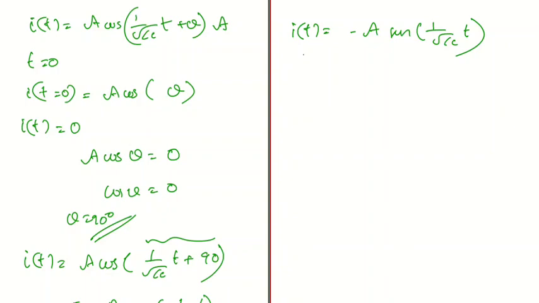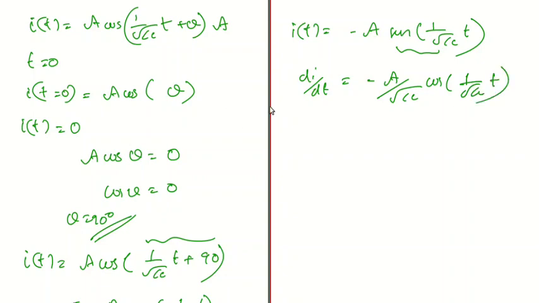Now what is A? We have to find out what A is. So L into di divided by dt at t equal to 0, I am going to find it out. First of all I am going to find di divided by dt by differentiating. So it will be minus A divided by root LC into cos of 1 divided by root LC t.